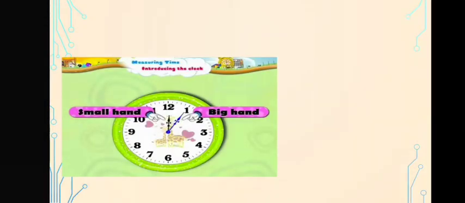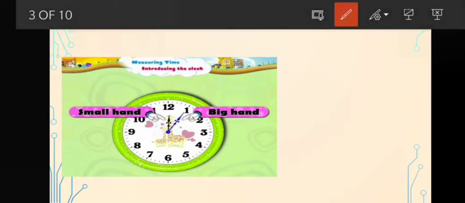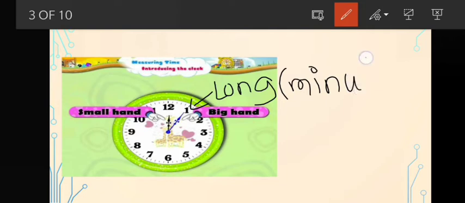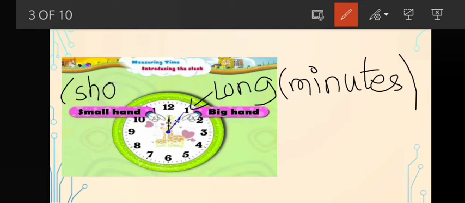See, small hand, big hand, long hand or short hand, whatever you can call. You can say long hand, you can say minutes hand. It shows minutes, and this is the hour hand. Long and short, big and small, whatever you call it. This is the hour hand. 1 hour.